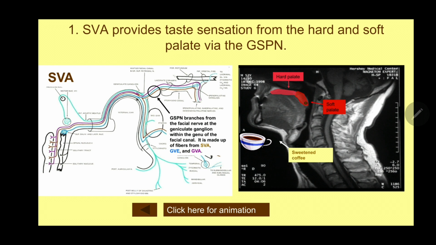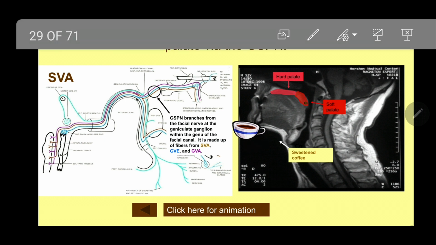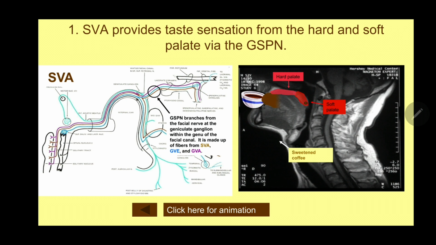Okay, so now you're seeing here, this is about the special visceral afferent that provides taste sensations from the hard and soft palate via the greater superficial petrosal nerve. Look at this area, right? So this is the hard and soft palate. The sensations here are about taste. Look here, the taste sensation from the hard palate, and this is like a cup of coffee. When it spreads upon the hard and soft palate, the impulse follows the course on the greater petrosal nerve, and it will relay. Where will it relay? Anybody? Yes, it will relay in the upper portion of the nucleus tractus solitarius.